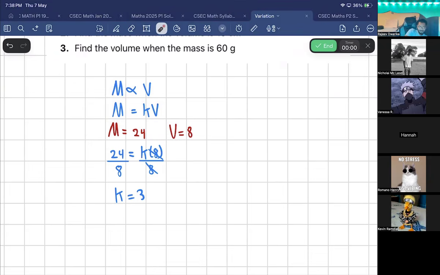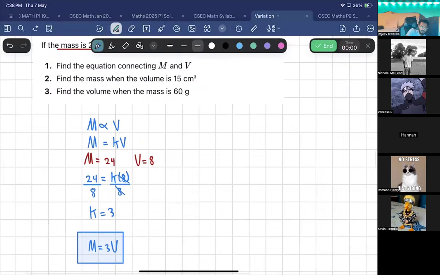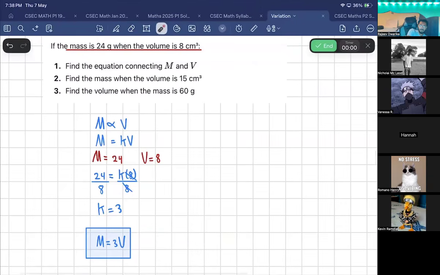Nice. So K is equal to 3. So Romano, what's the final equation there? M equals 3V. Right. So the mass is just 3 times the volume here. Exactly. So in part 1, we just answered that question, right? We just answered part 1. What were they asking us in part 1? Find the equation connecting M and V.